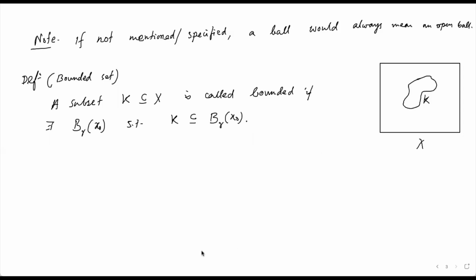That is, there exists such a ball where x naught belongs to X and r is greater than 0, some real number. Pictorially, there exists a ball that contains K, with some center x naught and radius r.